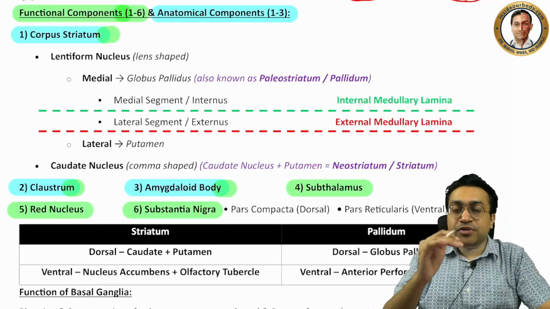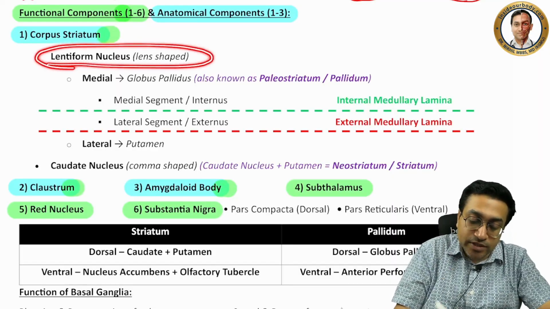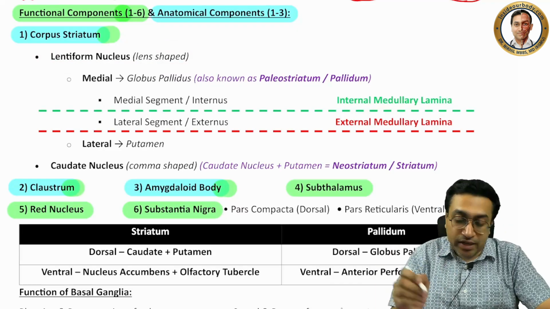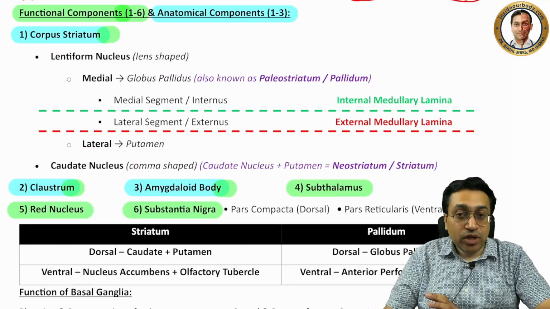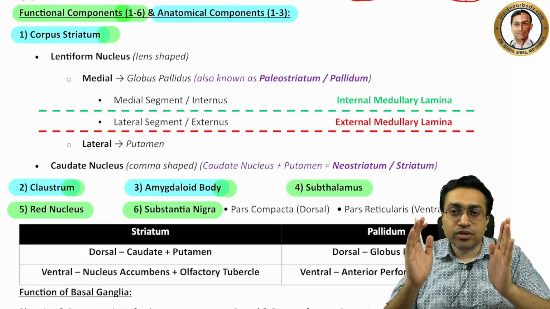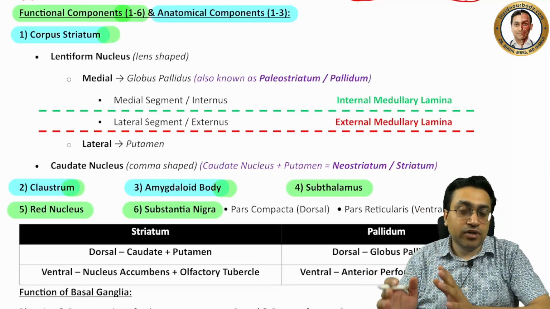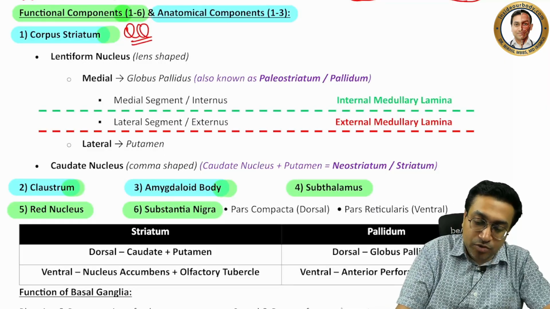Now corpus striatum has two parts. One is the lentiform nucleus and the second one is caudate nucleus. Okay, so corpus striatum has two parts. Okay, don't get confused, be very clear on this, because this is the most common area where students commit mistakes. Let me write the commonly asked MCQ highlighting here.